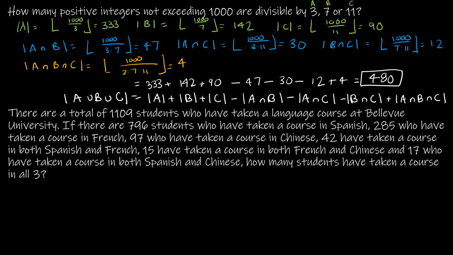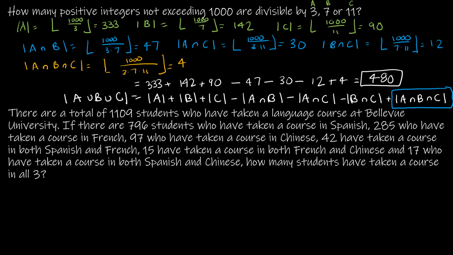Now, for our second question, we're going to be using the same formula, but on our first question we were finding A union B union C, and on our second question, the question asks for the intersection. How many students have taken a course in all three? We're given this value of 1,109 students who have taken a language course. So let's take a look.